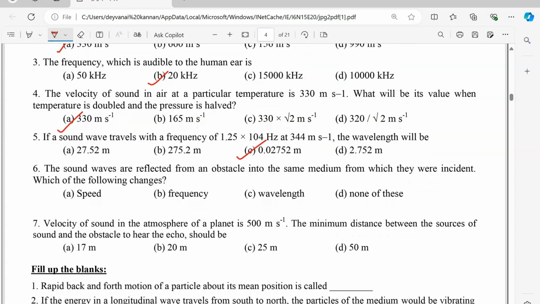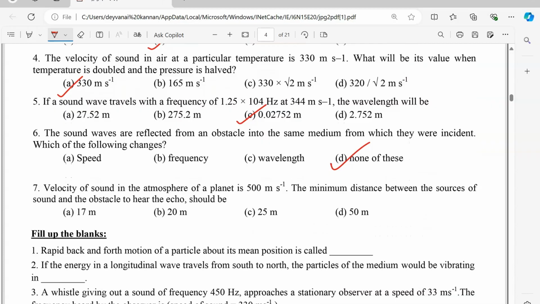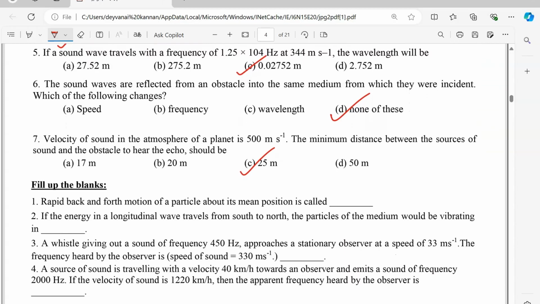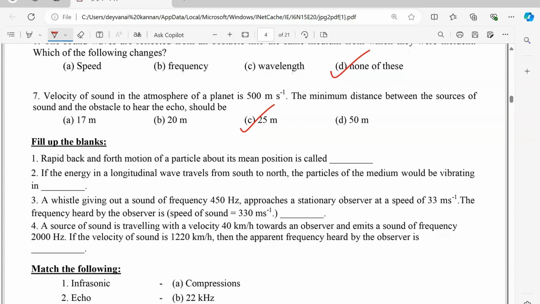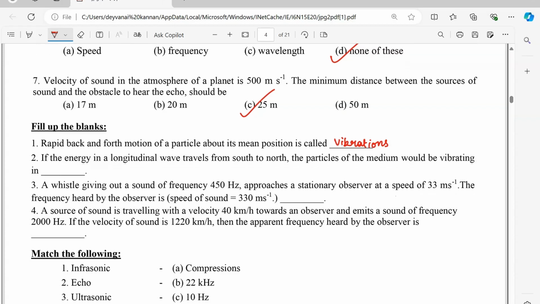Sound waves are reflected from an obstacle into the same medium from which they were incident. Which of the following changes? None of these. Velocity of sound in the atmosphere of a planet is 500 m/s. The minimum distance between the source of sound and the obstacle to hear the echo should be 25 meter. A rapid back and forth motion of a particle about its mean position is vibration. If the energy in a longitudinal wave travels from south to north, the particles of the medium would be vibrating in both north and south.